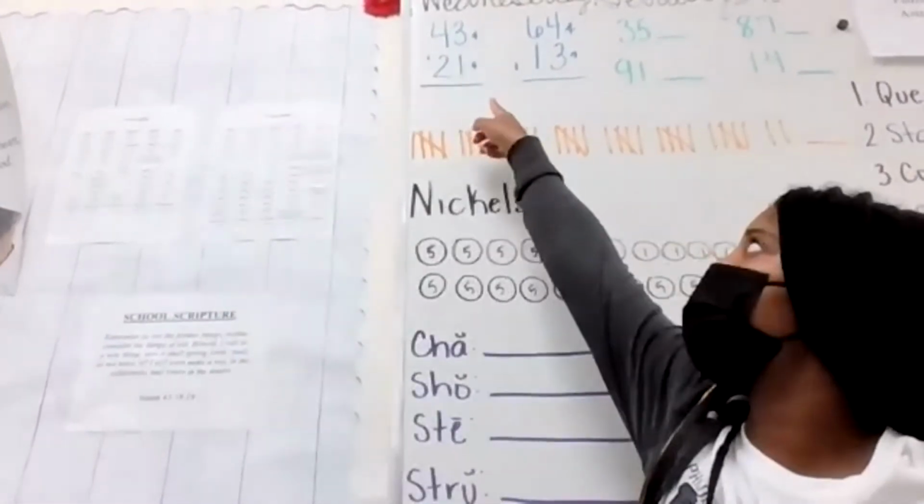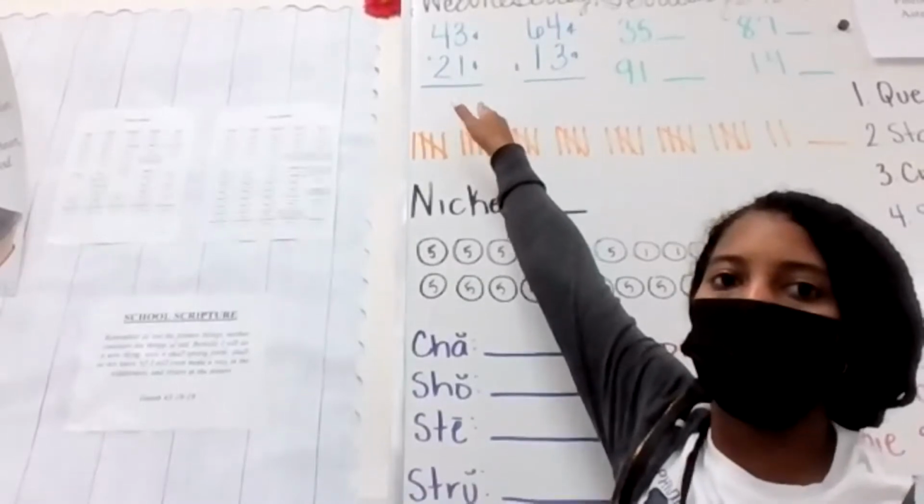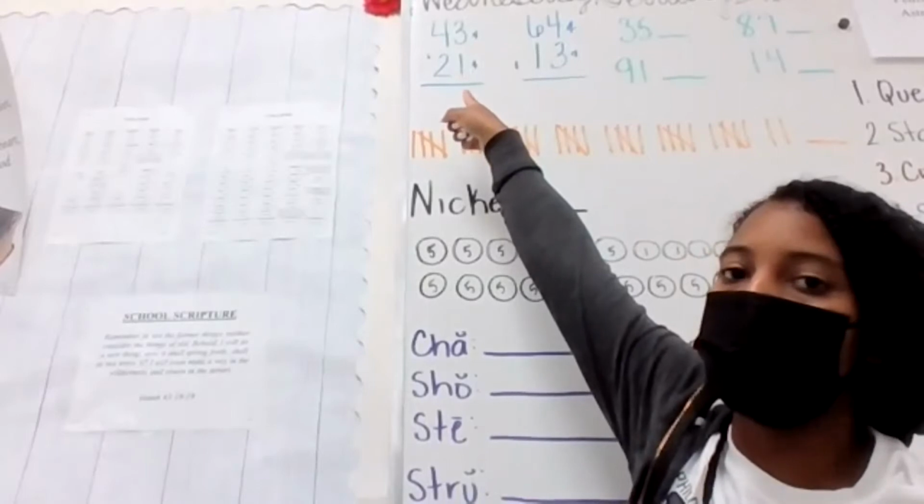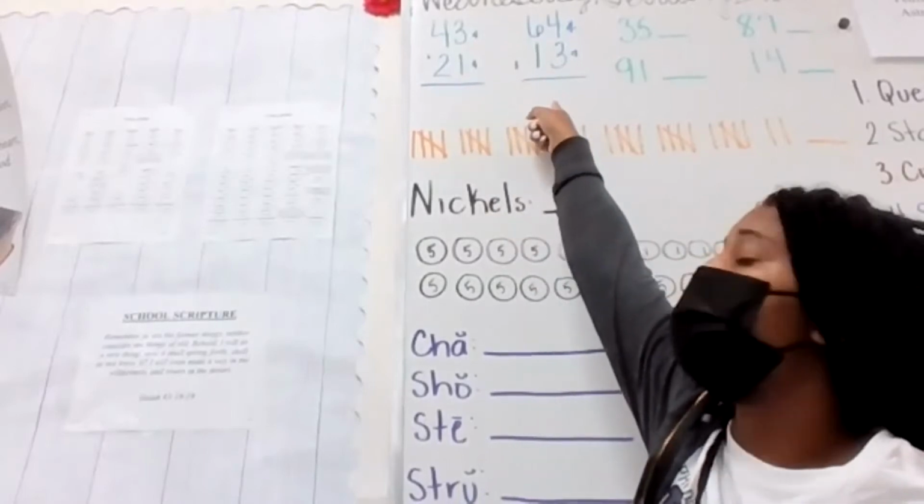Okay, so go ahead and write these two problems, set them up on your paper, and I want you to add them up. The two up here, 43 cents plus 21 cents, and 64 cents plus 13 cents.